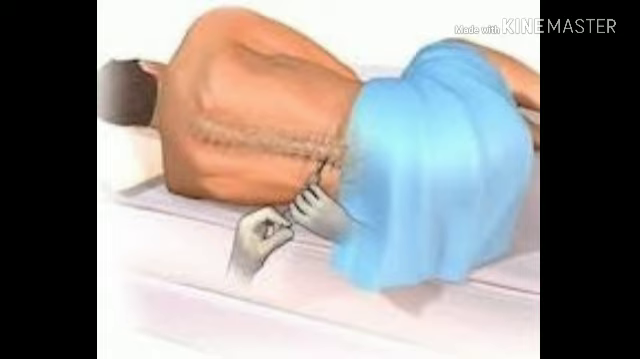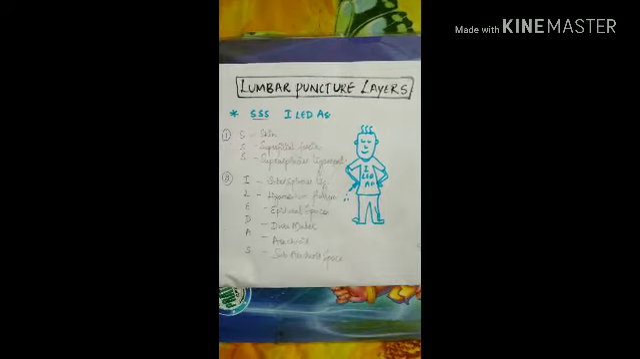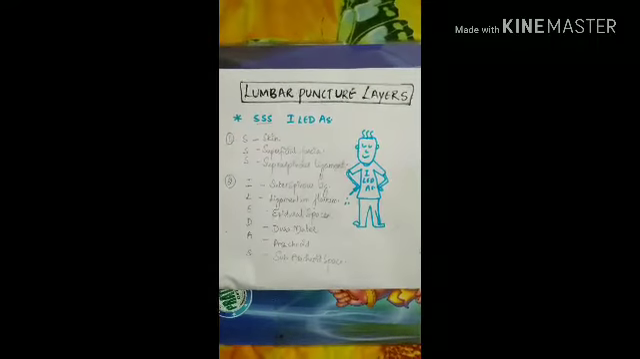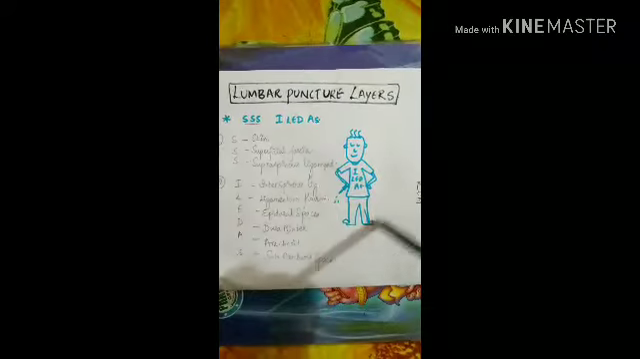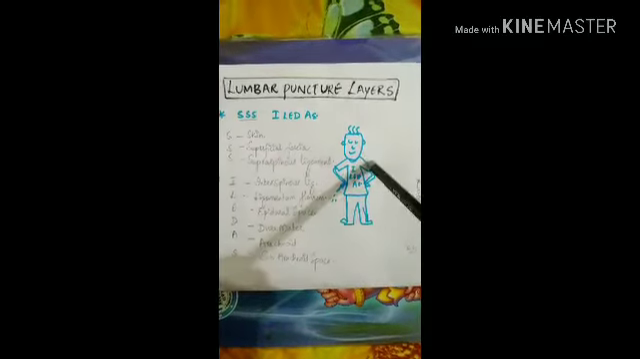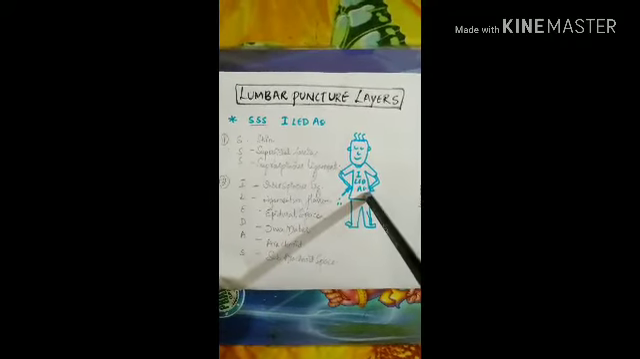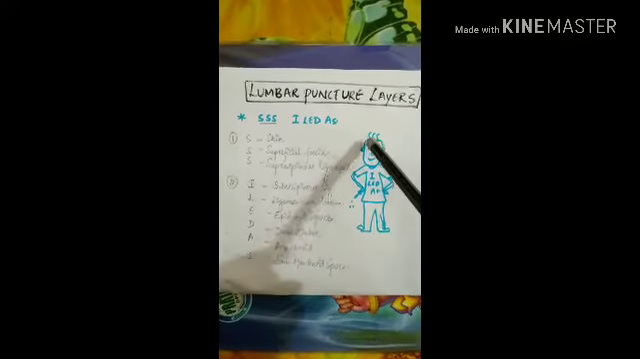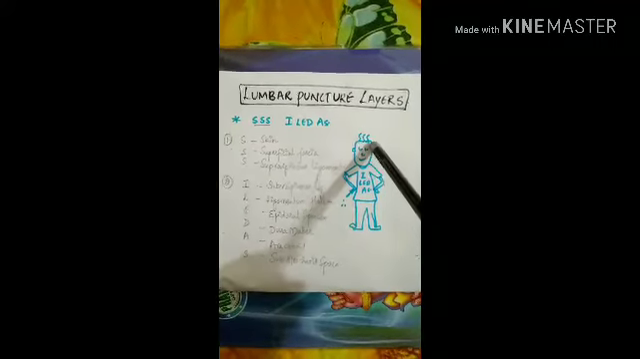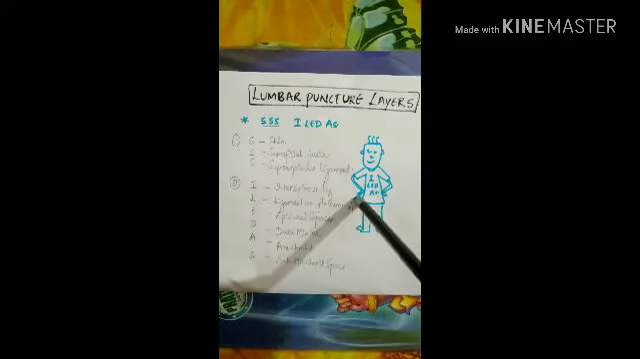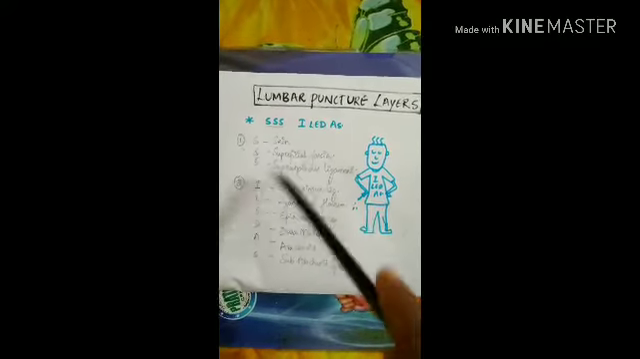Now I would like to show you the easiest method to remember the layers of lumbar puncture. I'll show you in the form of a picture. So this is the easiest way to remember the lumbar puncture layers. Here we are seeing a diagram. This person is named as Led. Here we can see on his t-shirt "I Led as", and his hair strand showing SSS, and he is catching a lumbar puncture needle in his hand.